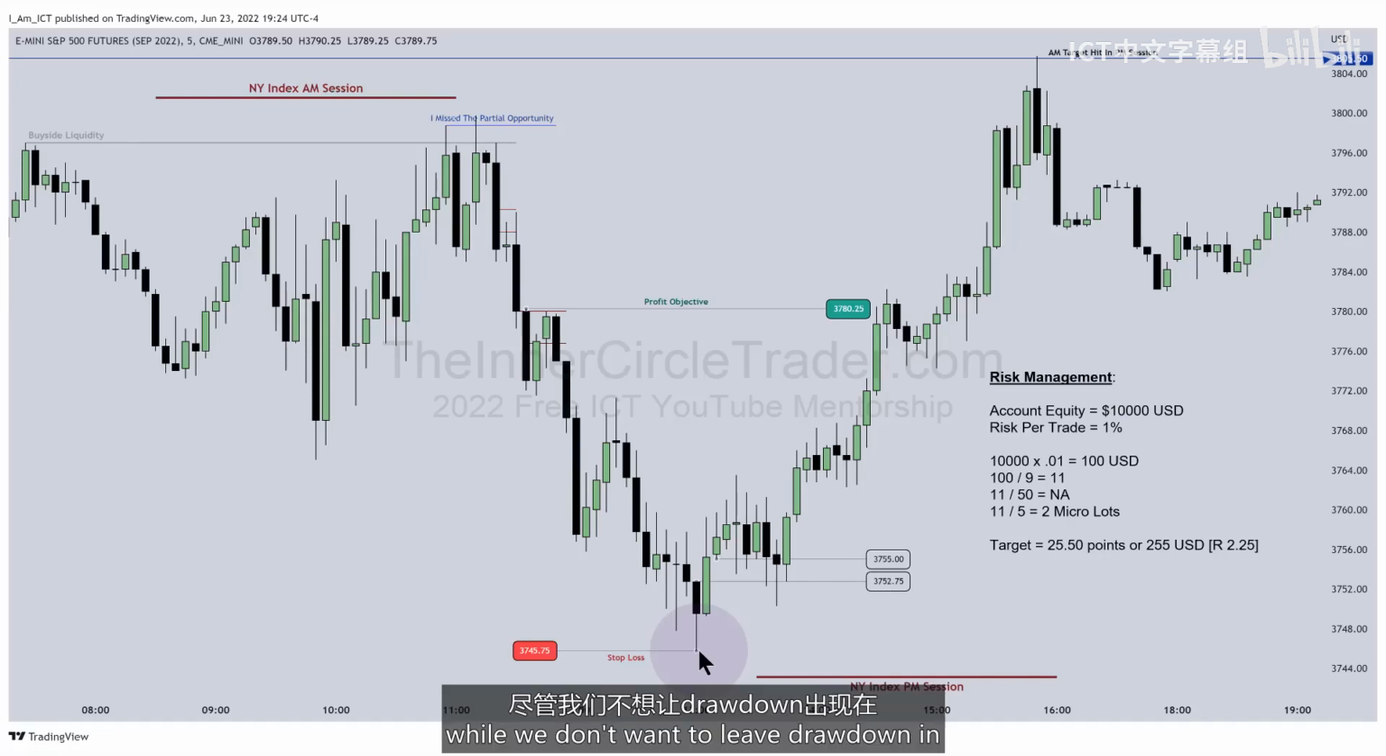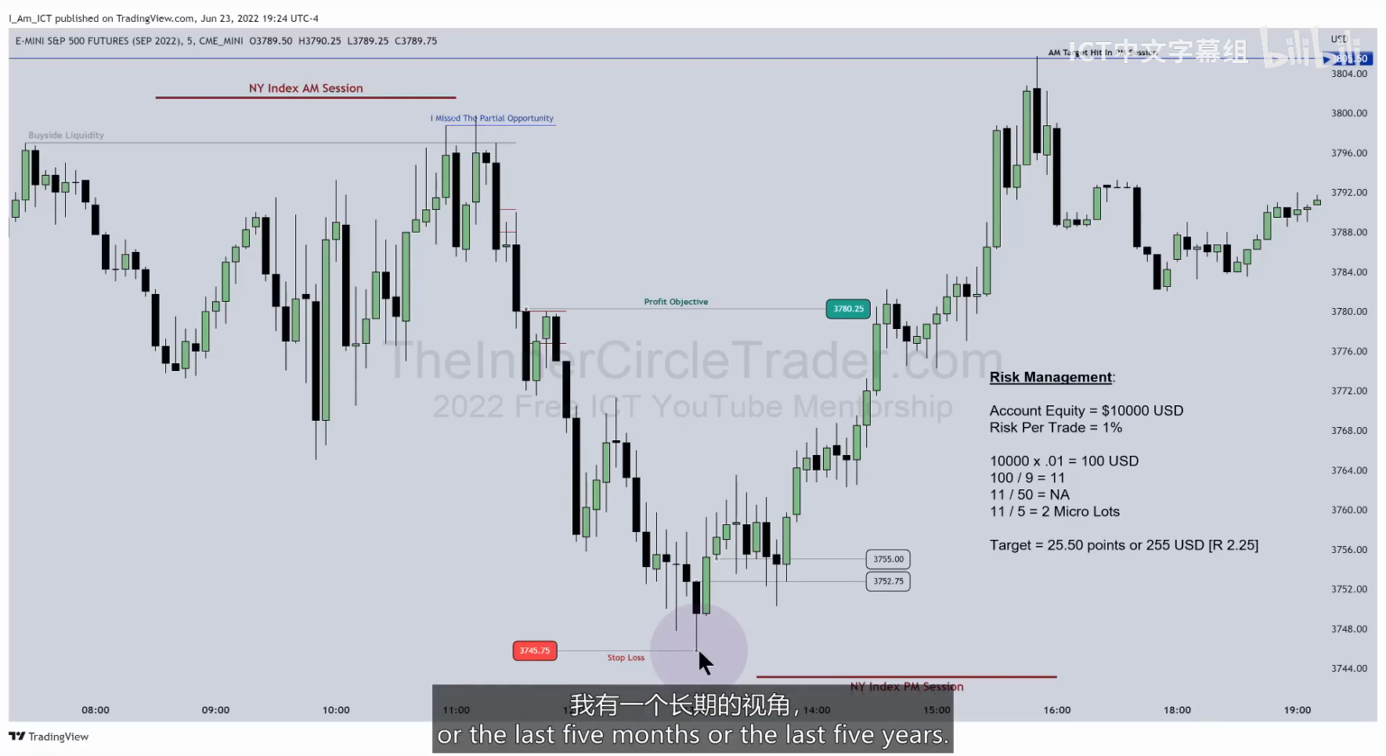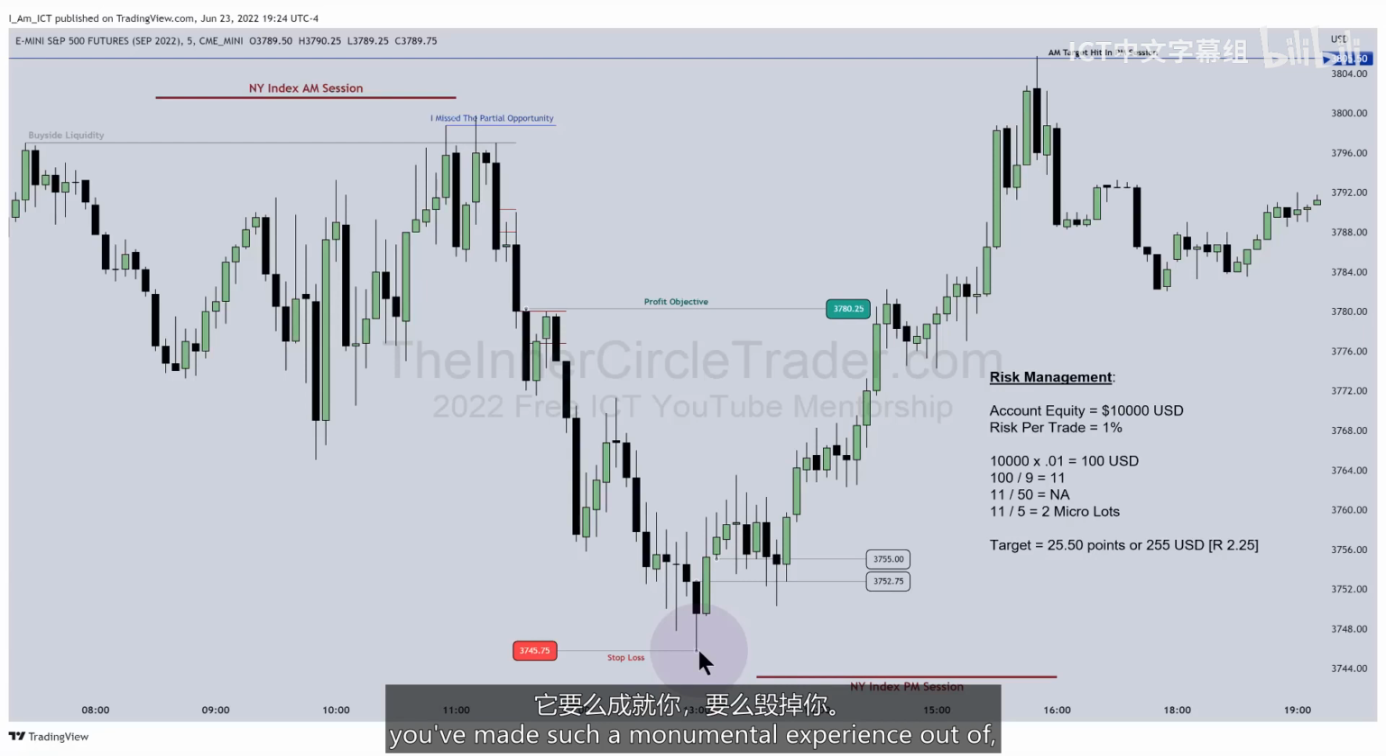So while we don't want to leave drawdown out there for long periods, I look at it this way: when I take a loss, or if I go into drawdown, it's just a loan. I know I'm going to get interest on it, because my career isn't going to be framed by the last 5 trades, or the last 5 weeks, or the last 5 months, or the last 5 years. I have a long-term view, and that's the problem with being an infant in this industry. It's too easy for you to want to quit because you don't see past what's happened to you right now, or what happened to you last week, or the last trade. And that last trade, that one singular event, you've made such a monumental experience out of. Every single trade is a make it or break it.